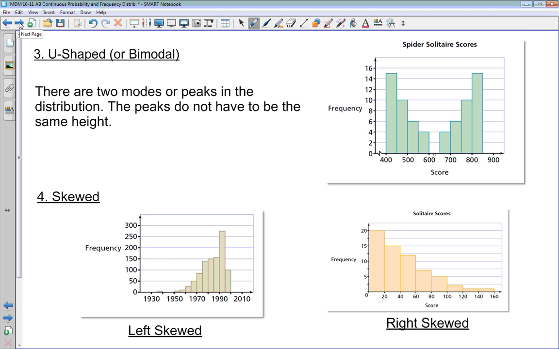Our next one here, what we call U-shaped, or is often called bimodal. Okay? There are 2 modes or peaks in the distribution, and the mode just means the most frequent value. So there are 2 modes or peaks in the distribution. The peaks do not have to be the same height. One can be bigger than the other, but there are 2 recognizable peaks, so it doesn't have to be symmetric. What we're plotting here are scores in a game of spider solitaire. Okay, we've got the scores running from 400 up to 900.